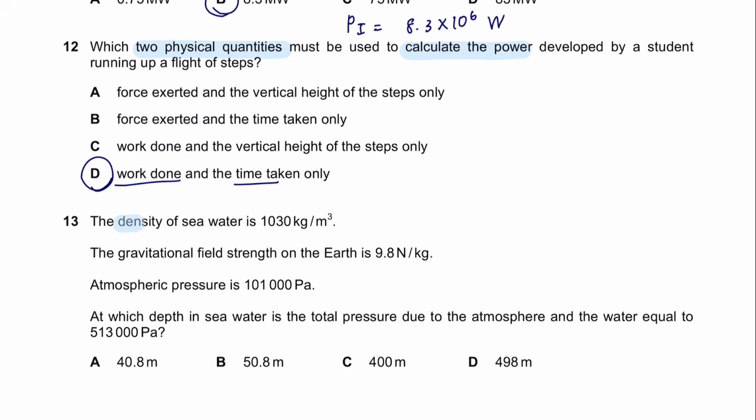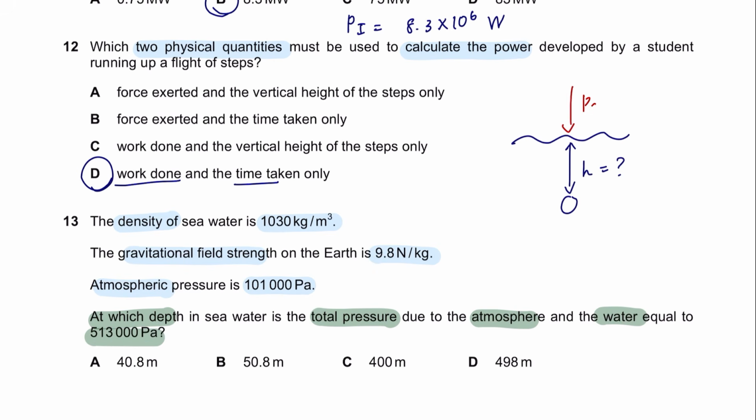Question 13. The density of seawater is 1030 kg per meter cube. The gravitational field strength on Earth is 9.8 newtons per kilogram. Atmospheric pressure is 101,000 pascals. The question is, at which depth in seawater is the total pressure due to the atmosphere and the water equal to 513,000 pascal? So the atmospheric pressure is already given, which is 101 kilopascal, and the total pressure is also given, which is 513 kilopascal.